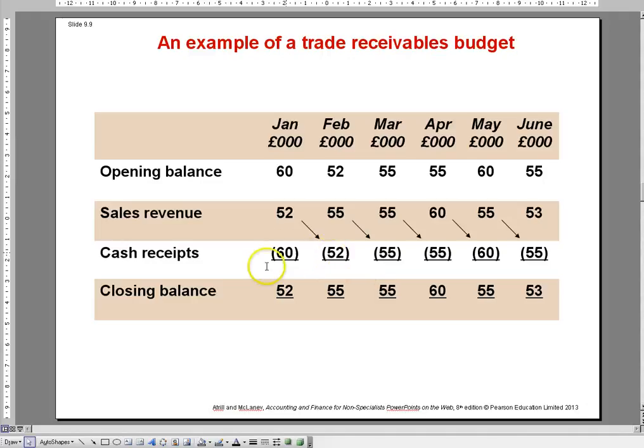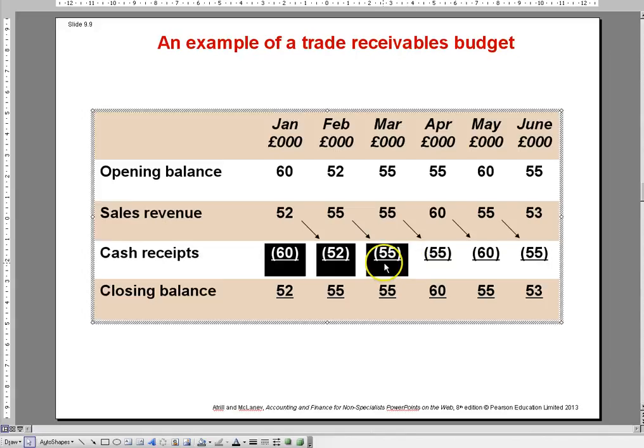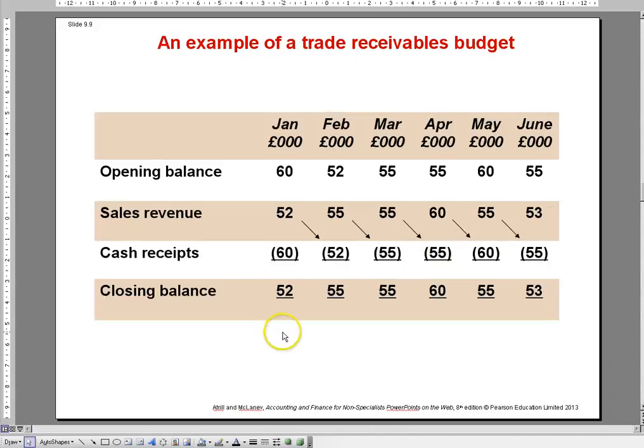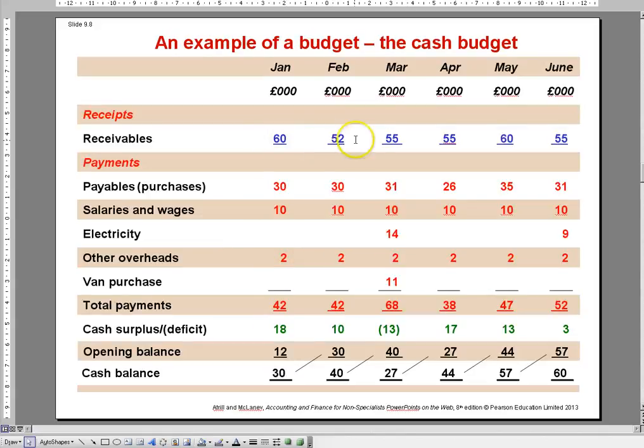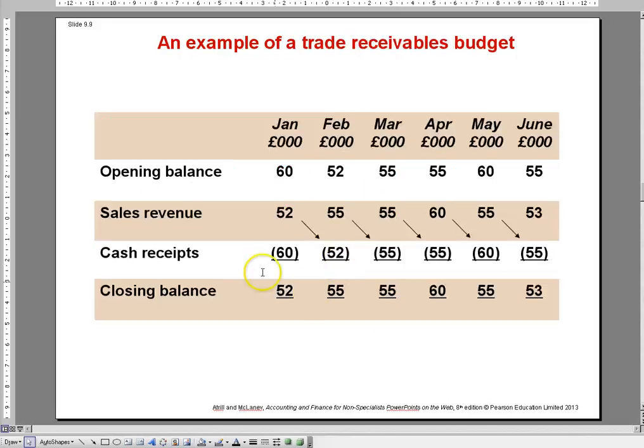And these are the blue figures that we have here: 60, 52, 55, 60, 52, 55, and so on. So that's our cash inflow, if you like. The opening balance is less important, it's just the balance on the cash inflows, but this line is the one we want to use for our cash flow budgeting.